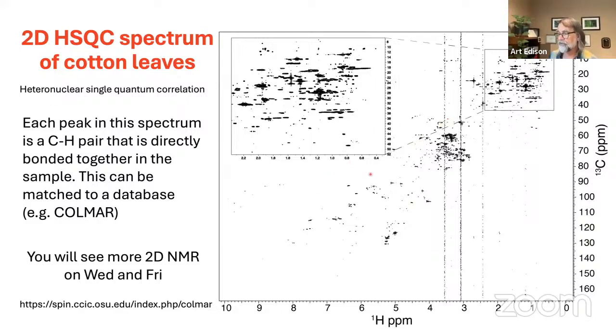organism, of this sample, and if you put this into a database like Colmar, you can get a lot of suggested matches. Colmar uses databases like BMRB, but it has tools in there to match the data that you get right here with the BMRB databases and other databases. So I just wanted to throw this out there because I want to make sure that you're aware of this 2D NMR. And you're going to hear about processing 2D NMR tomorrow a little bit with Frank Delaglio.